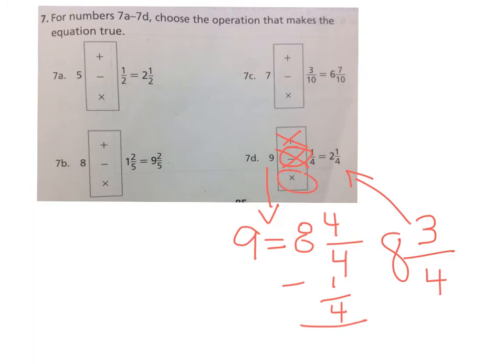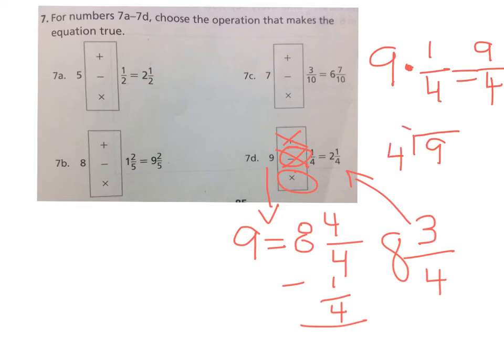Now let's move on to multiplication. 9 times 1/4 is equal to 9 times 1 gives us 9 over 4. Now we can simplify this improper fraction by division. So we're going to divide 9 by 4, and 4 times what number would give us a number closest to 9? And that would be 2.